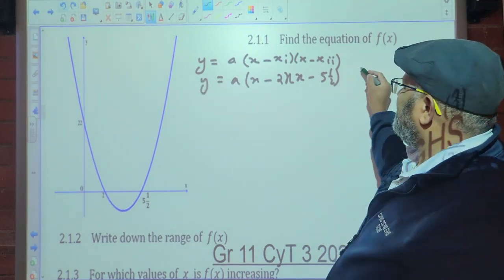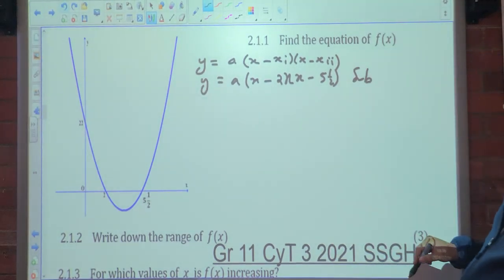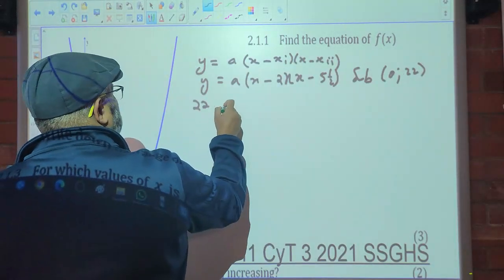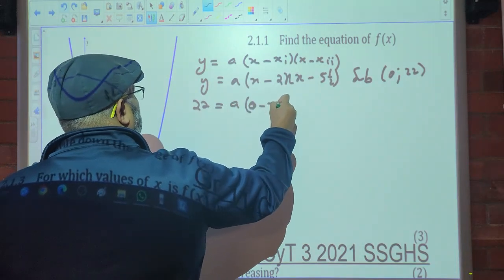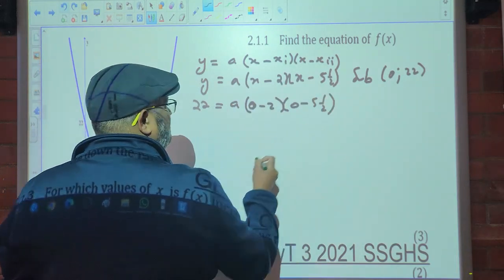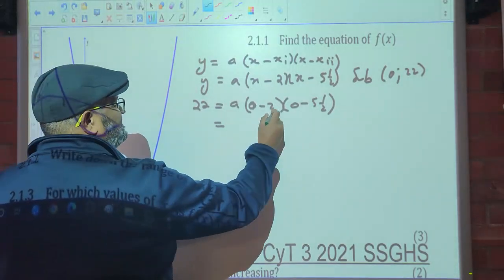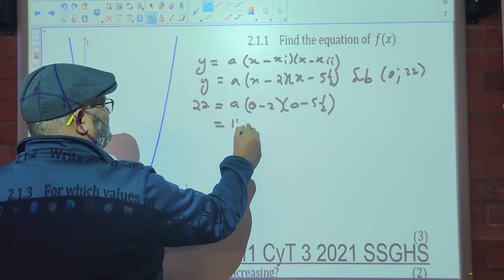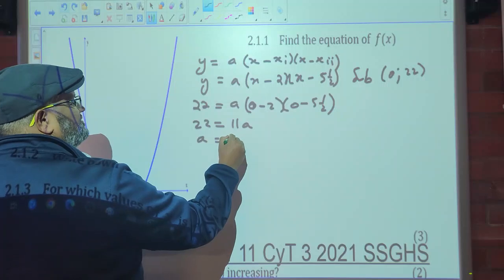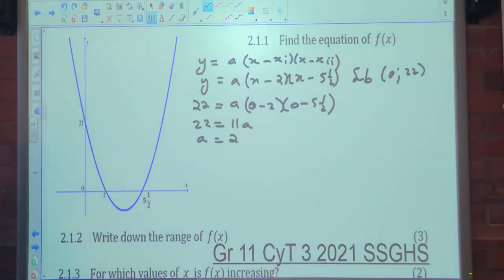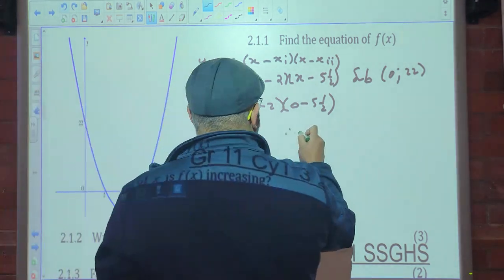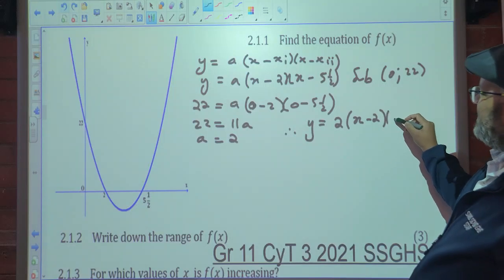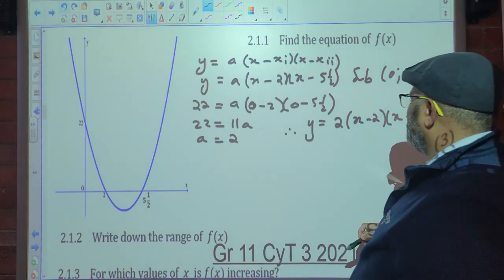So in pursuit of calculating a, I must substitute the point that's lying on this curve, which is 0 and 22, the x and the y. So 22 is equal to a into 0 minus 2, 0 minus 5 and a half. So that's going to give us negative 2 times negative 5 and a half, which is 11. So it's 11a equals 22. So a is equal to 2. You will divide both sides by 11. Therefore, y is equal to 2 into x minus 2 and x minus 5 and a half.